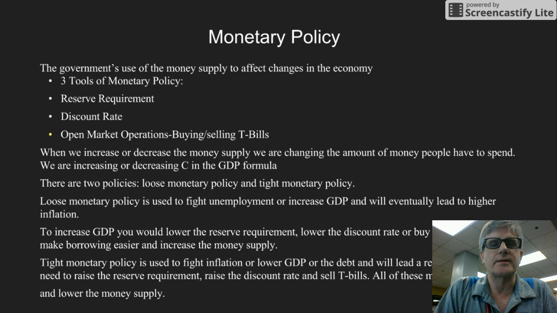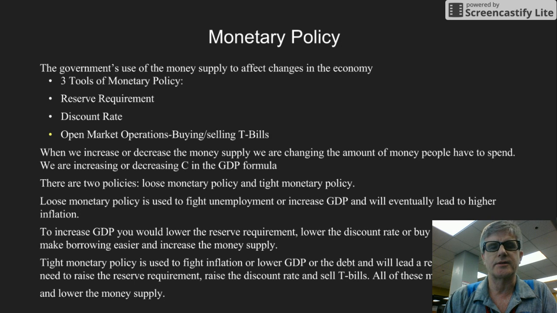There are two basic policies for monetary policy: loose monetary policy and tight monetary policy. Loose monetary policy is used to fight unemployment or increase GDP, and will eventually, after a long time or after you're doing it enough, will lead to higher inflation. To increase GDP using monetary policy, you would lower the reserve requirement, you would lower the discount rate, or buy T-bills. All of these would make borrowing easy, decrease interest rates, and increase the money supply.